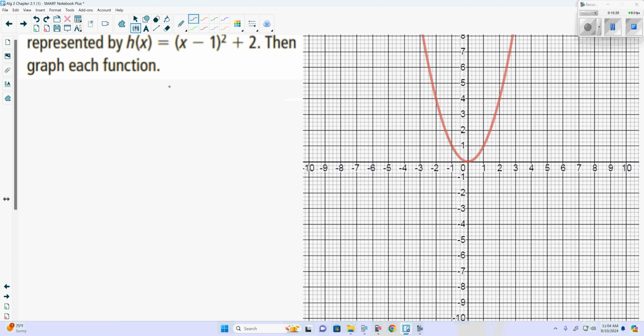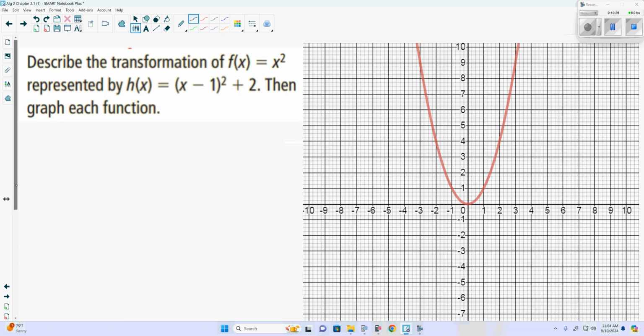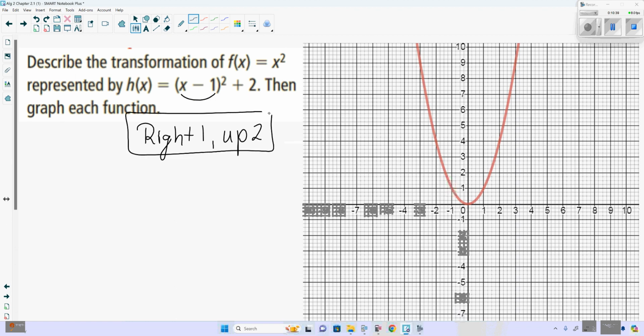Our next one here, h of x equals x minus 1 squared plus 2. So our x minus 1, that minus 1 inside would be right 1. And the plus 2 on the outside would indeed be up 2. And that is it. Questions on this here? Please show me it stays this simple.